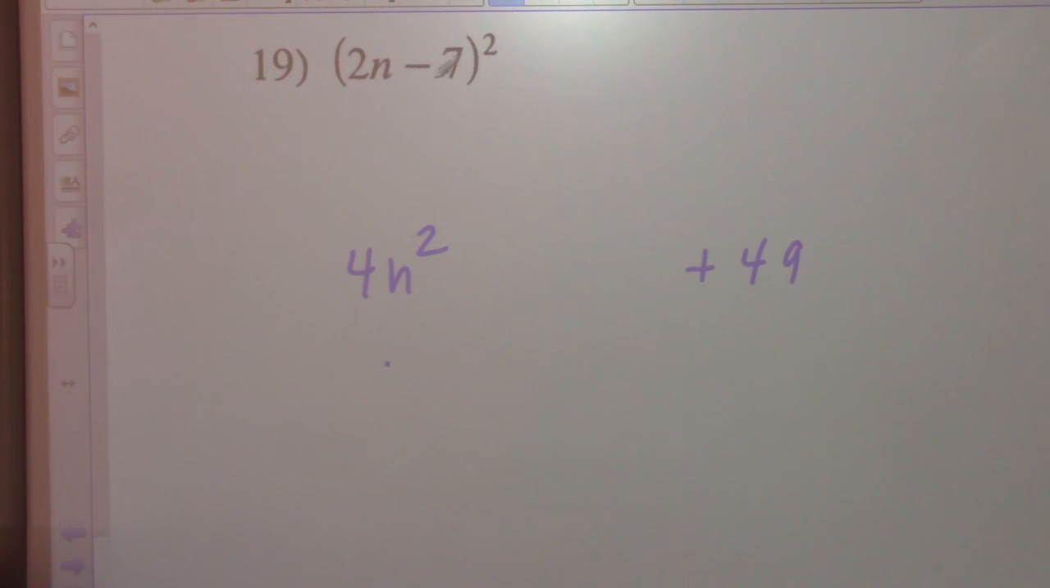Okay, we don't forget this one too, right? 2 times the first and the last. What's the first times the last? Negative 14n, right? And what's 2 times negative 14n? Negative 28n, right? So that's the shortcut on this one. Does that make sense? Okay.